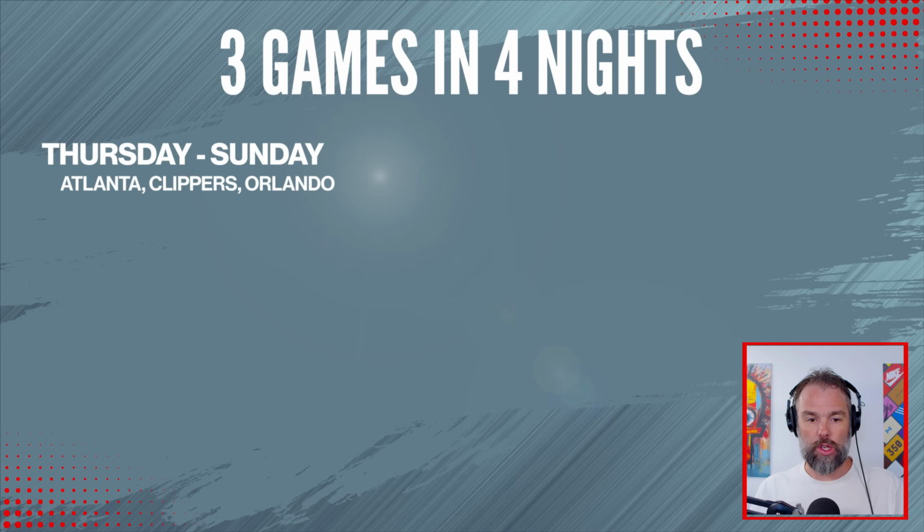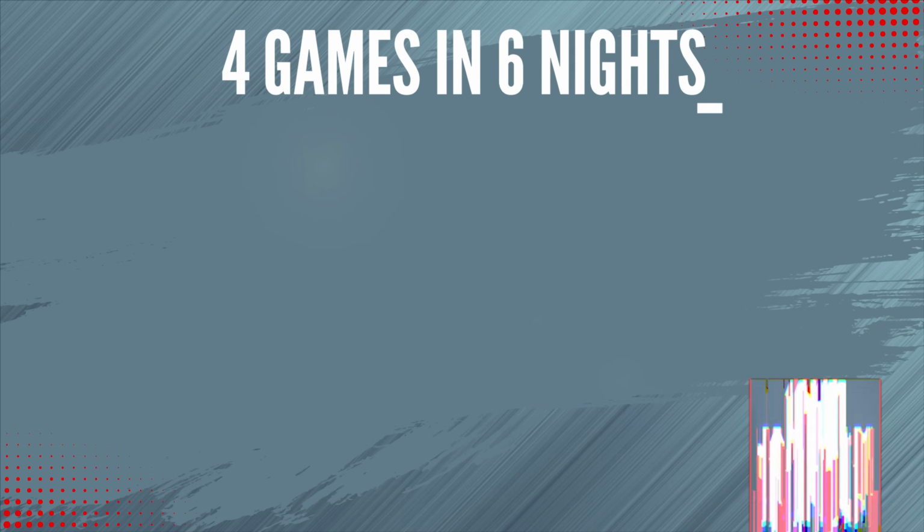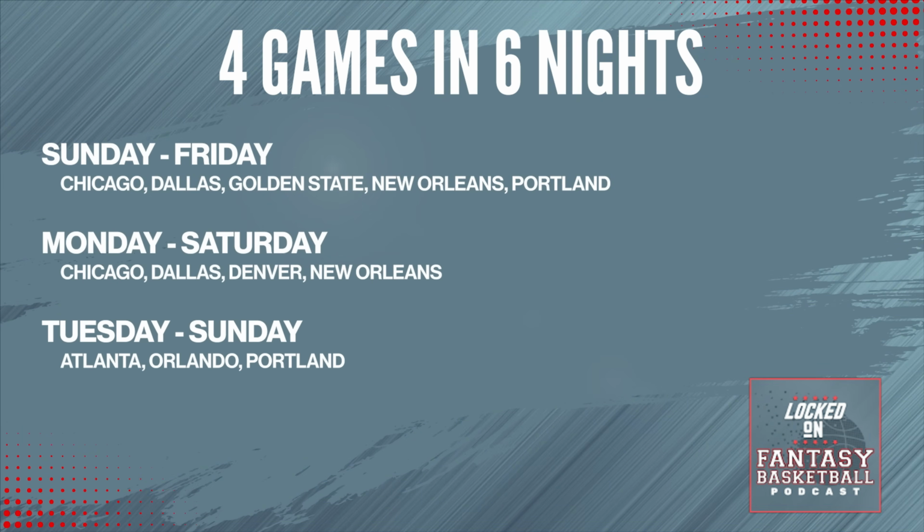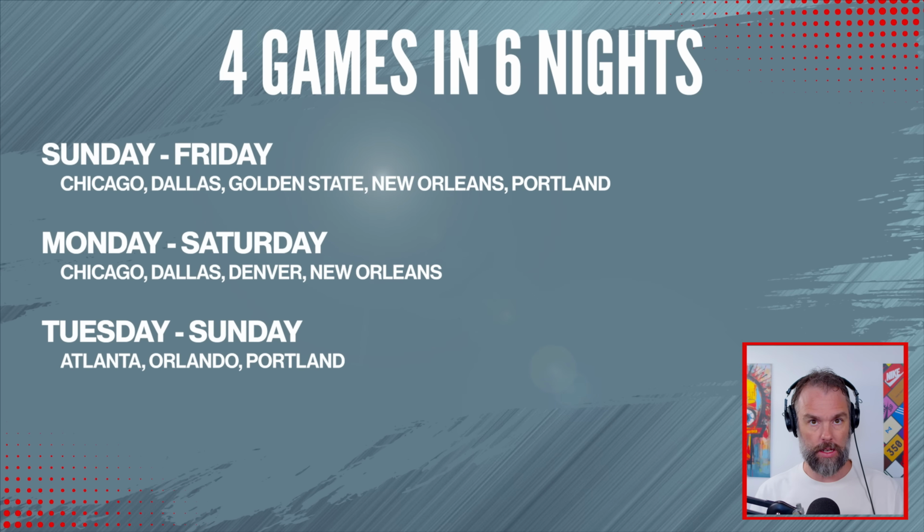What about some other little stretches and chunks of games and days that we can take a look at? We've got 4 games in 6 nights, Sunday through to Friday: Chicago, Dallas, Golden State, New Orleans, and Portland. Monday through to Saturday, these are 4 game teams that are done by Saturday, which is useful because if you want to minimize how many adds you use, you can use these teams and then drop them after Saturday and then just add a singular Sunday. So Chicago, Dallas, Denver, New Orleans. Tuesday through to Sunday, they're off on Monday, obviously, but then they pack in the 4 games. Atlanta, Orlando, and Portland have that particular run of scheduling.